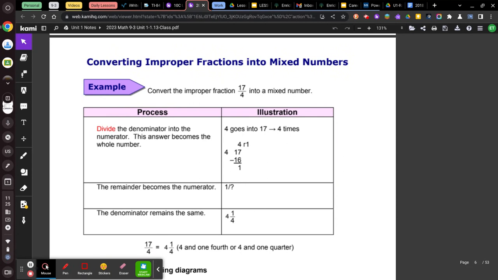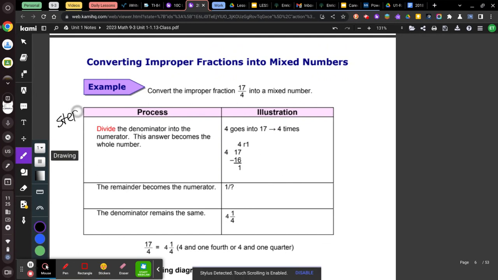So what happens? Here is your process. Step 1. It says take the top and divide the bottom. So we go top, divide, bottom.